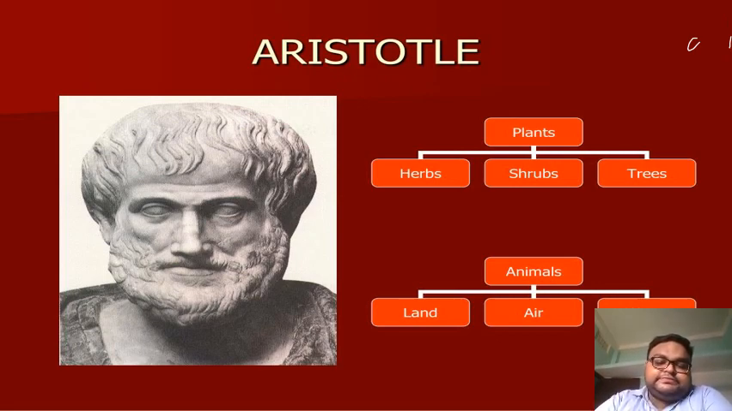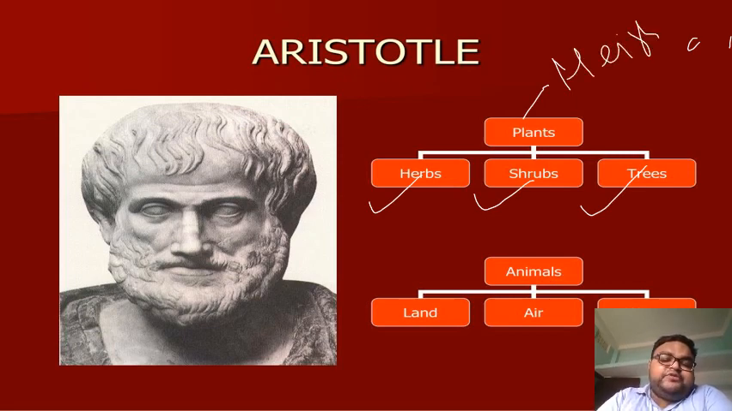You can see that he classified plants into herbs, shrubs, and trees, on the basis of their height. Plant classification was based upon height, and he classified animals based upon their habitat: those animals who lived on land, those who lived in air, and those who lived inside water. So this was the first classification that was done. Okay, students? Right.